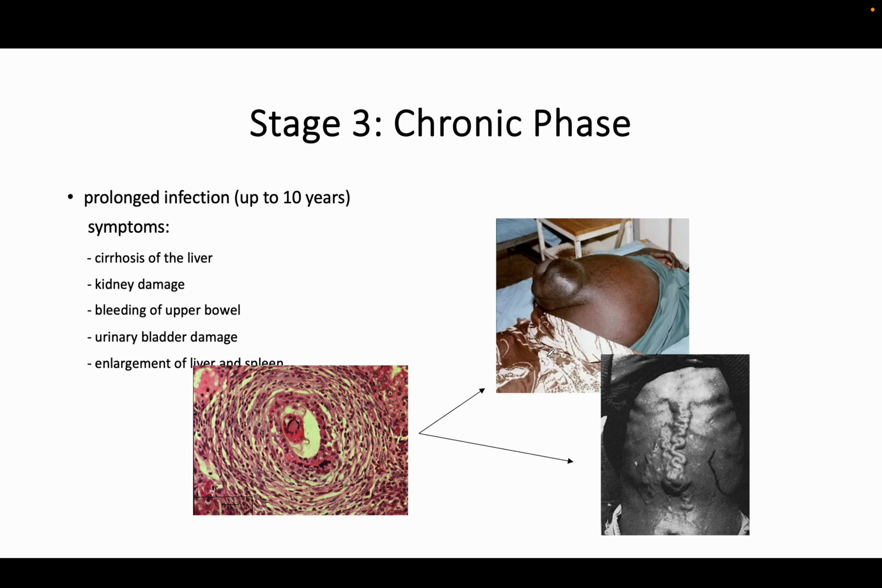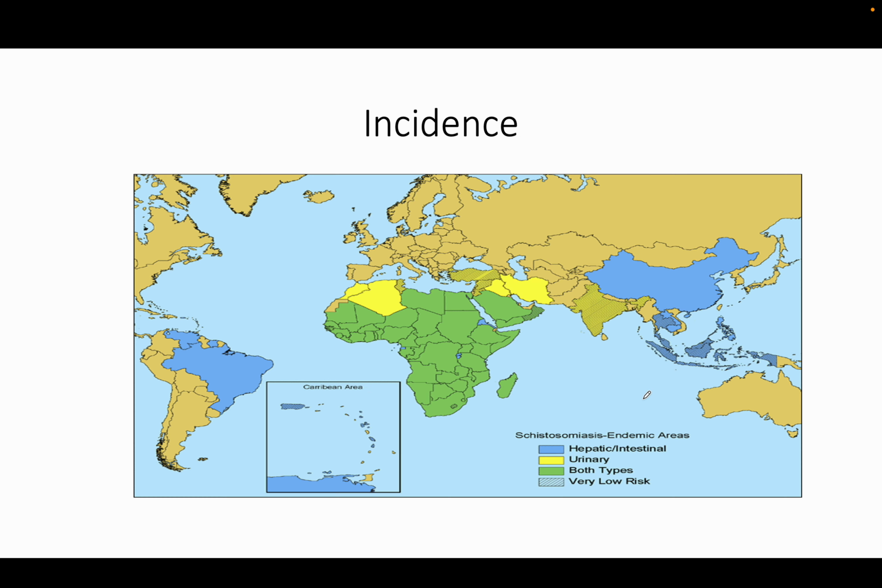The last stage, the chronic stage, is a prolonged infection which can take up to years. Symptoms already include system-wide or organ-wide damage, cirrhosis of the liver, kidney damage, bleeding of the upper bowel, urinary bladder damage, and enlargement of the liver and the spleen. You can see here enlargement of the associated internal organs, and you can appreciate the inflammation of associated tissues.